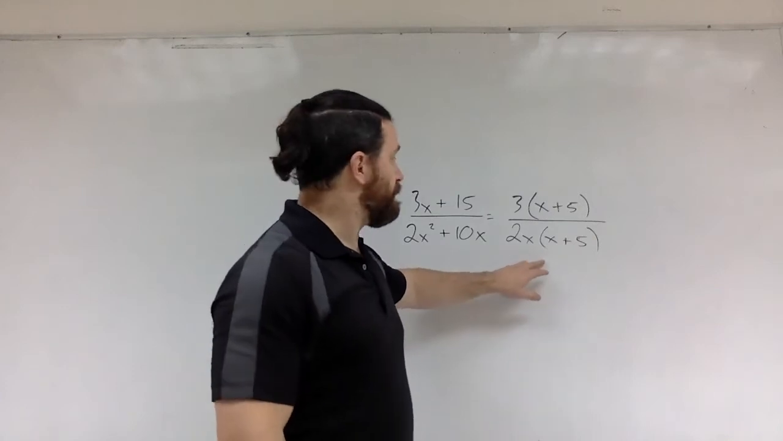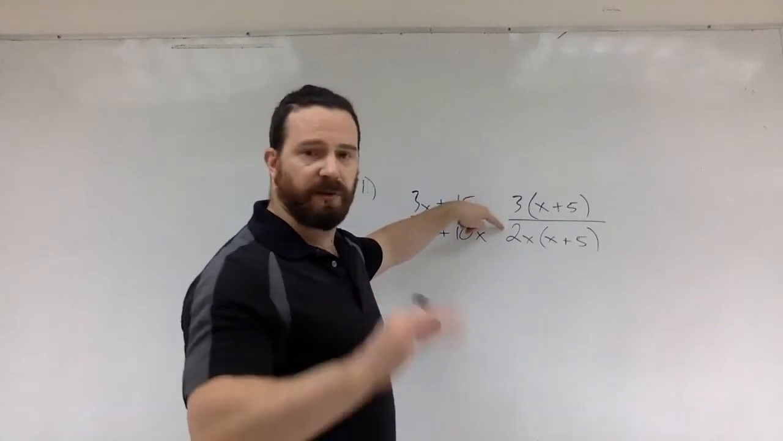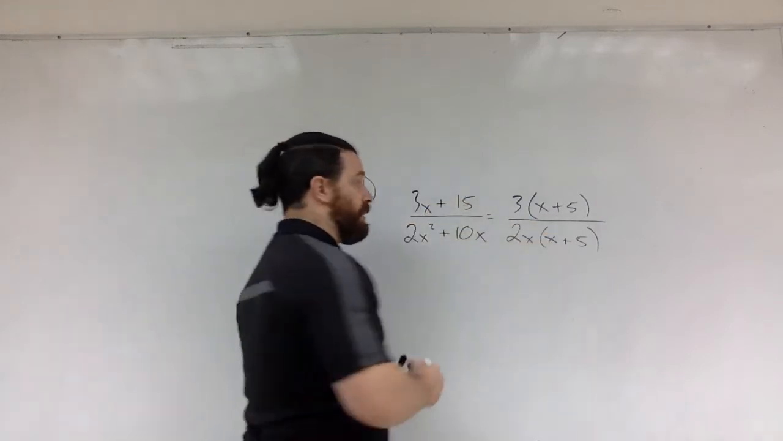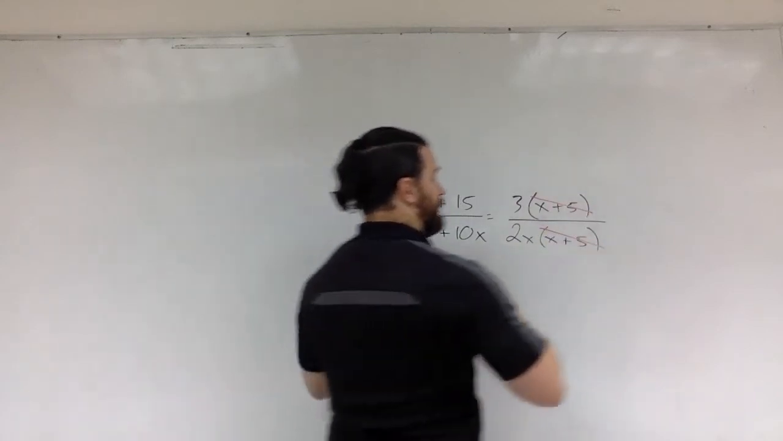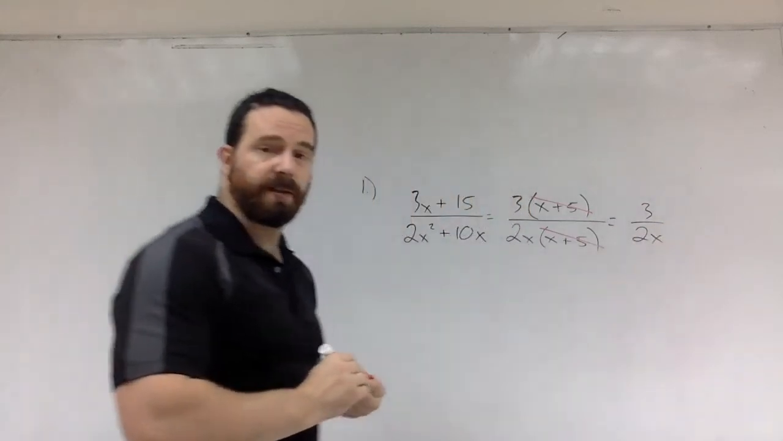Now, I can see that my monomials are not the same, and there's nothing in common here. There's nothing in my monomials that I can cancel, but my two binomials are now identical. So I can go ahead and cross those two guys off, leaving me a final answer of just 3 over 2x.